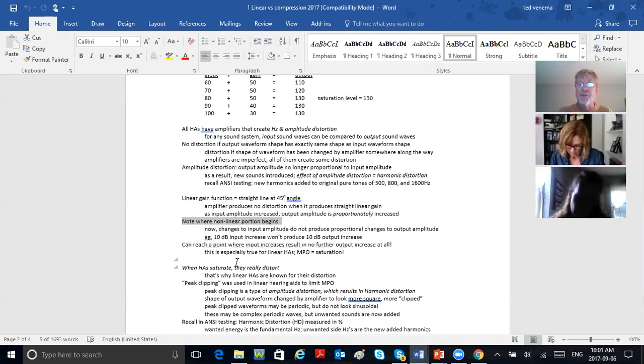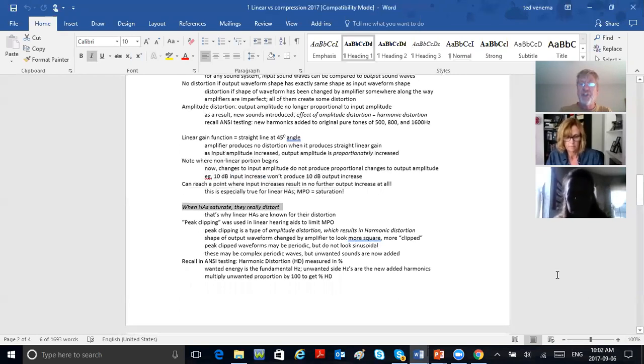Now, changes to input amplitude do not produce proportional changes to output. A 10 dB input increase won't result in a 10 dB output increase. The output will not increase as much as the input because it's being held. You can reach a point where input increases result in no further output increase at all. This is especially true for linear hearing aids. Maximum power output equals distortion. Little Jack Horner sat in the corner and got a square rear end. You are now producing square waves where you once had sound waves or sine waves. When hearing aids saturated, that's what linear hearing aids did.